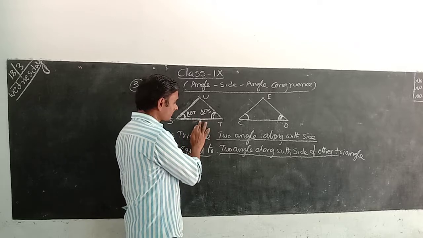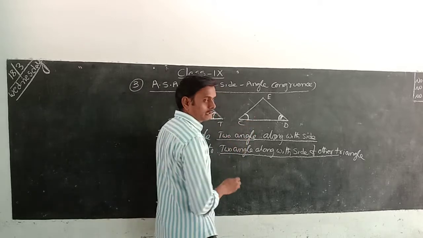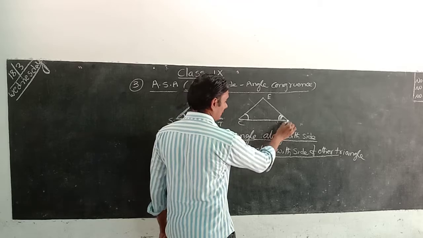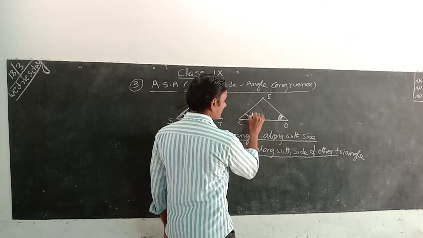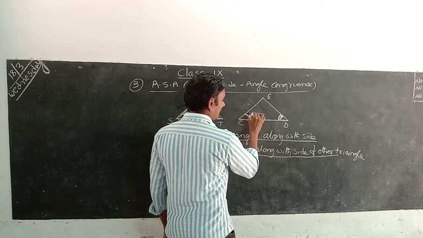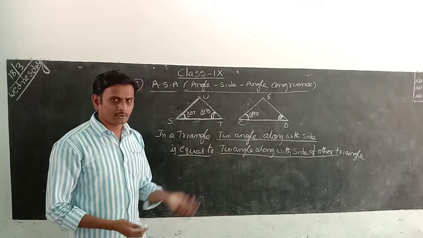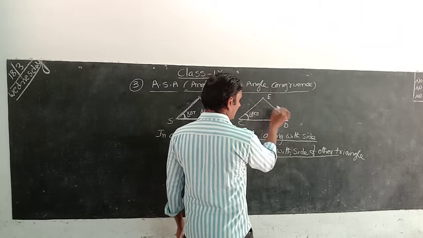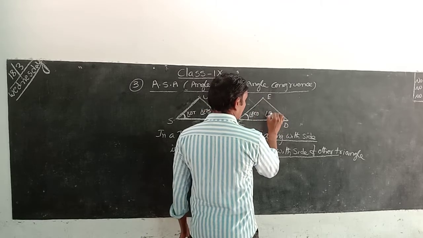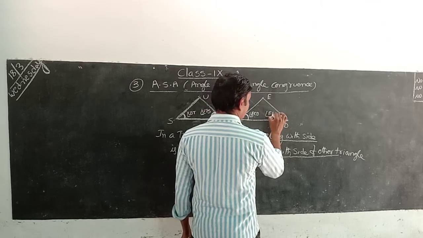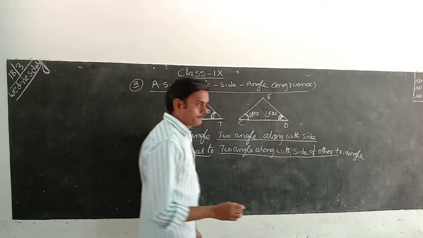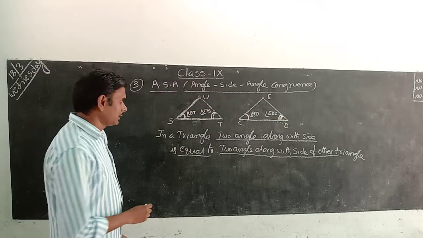Next, what is the name of this angle, using the three letters? DCE or ECD, either you can write. No problem with that one. DCE also you can write, that is also correct. EDC, this is the EDC. Now we have to equal these two angles.